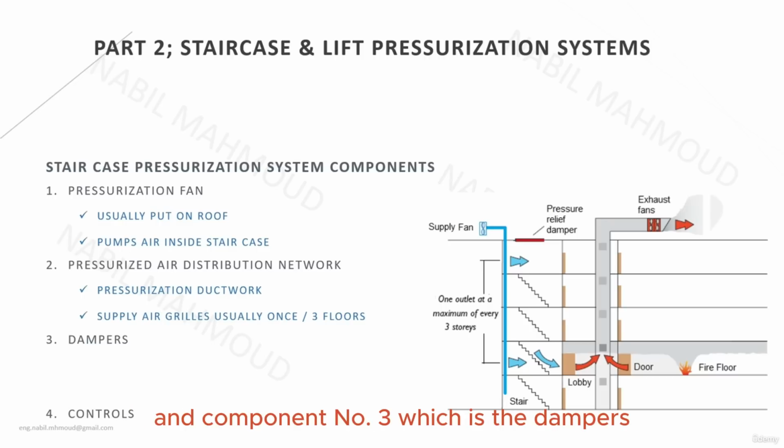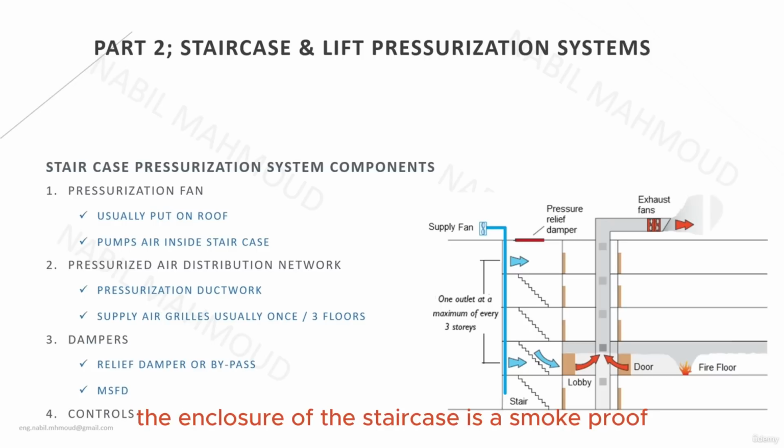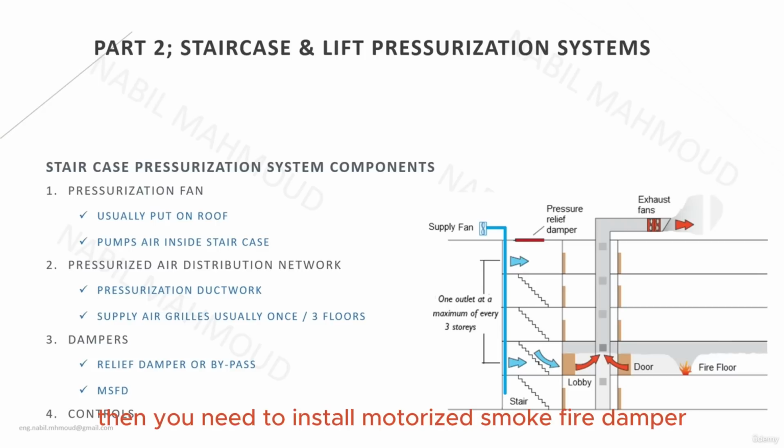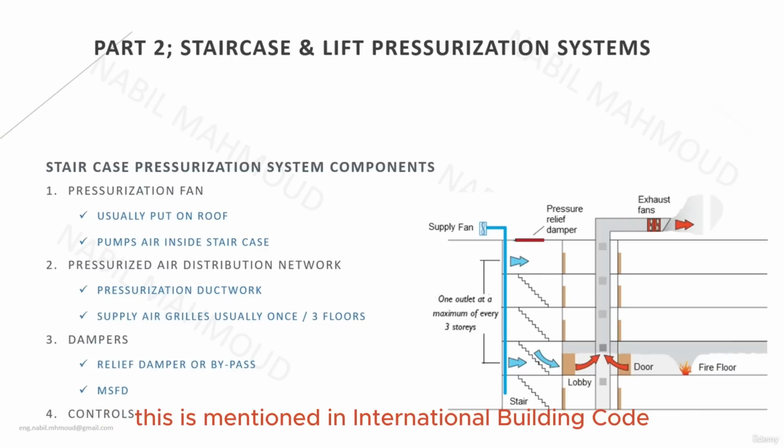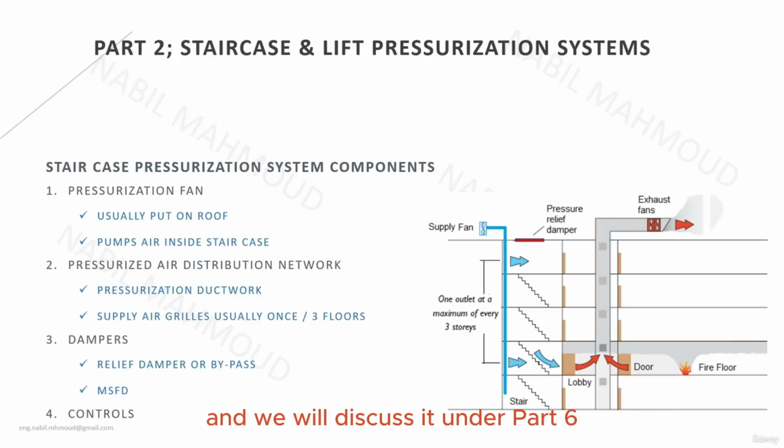And component number 3 is the dampers. As we know, the enclosure of the staircase is a smoke-proof and fire-proof enclosure, which means that whenever you are penetrating this enclosure, you need to install a life safety damper. If you are penetrating a smoke-proof enclosure, then you will need to put a smoke damper. If you are penetrating a fire-rated enclosure, then you need to put a fire damper. If you are penetrating a fire and smoke rated enclosure, then you need to install a motorized smoke fire damper. This is mentioned in the International Building Code and in the majority of local civil defense regulations, and we will discuss it under part 6, which discusses the life safety dampers.